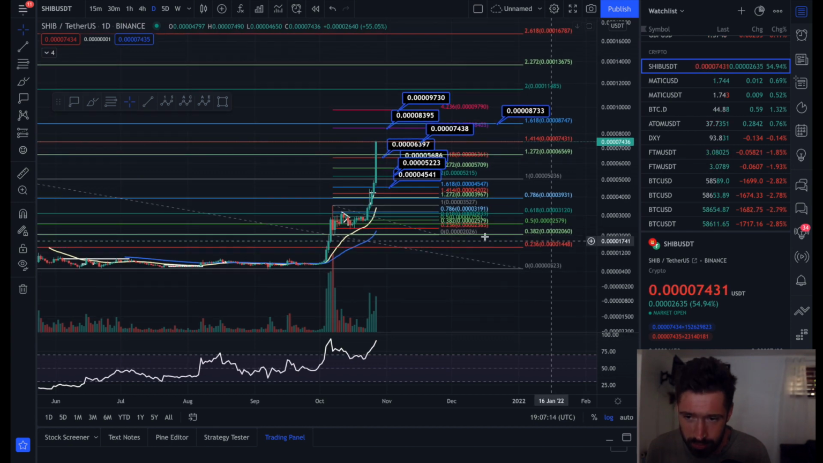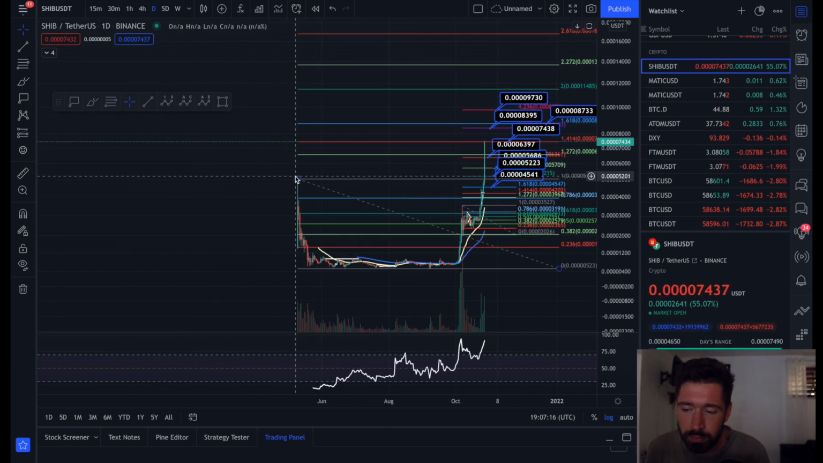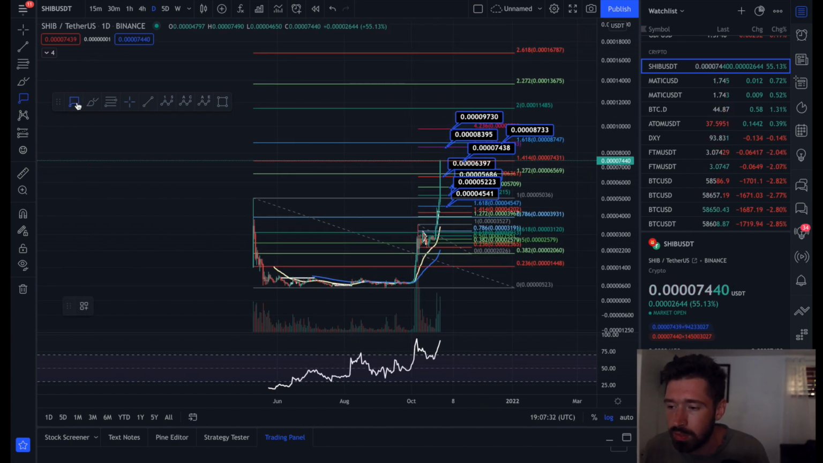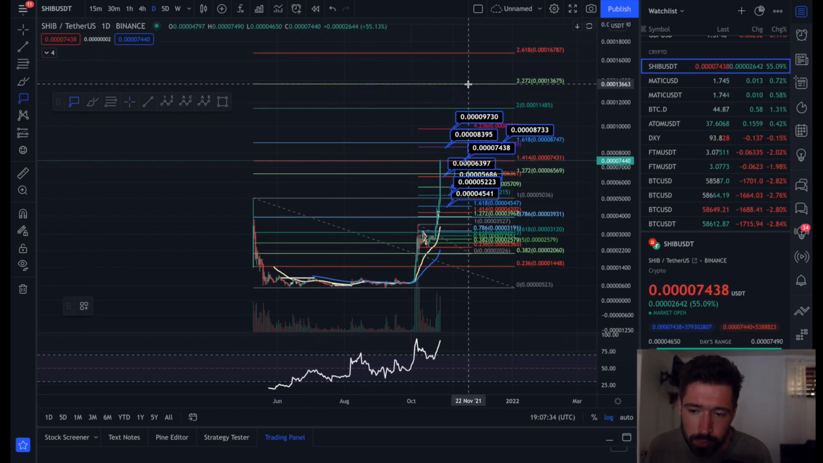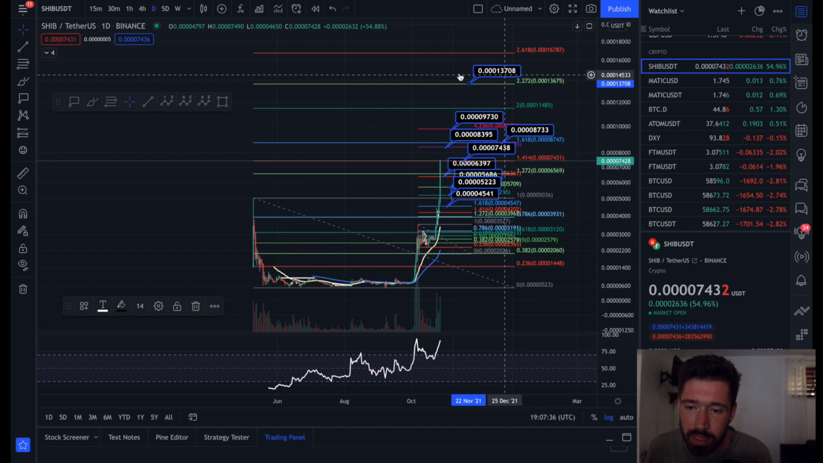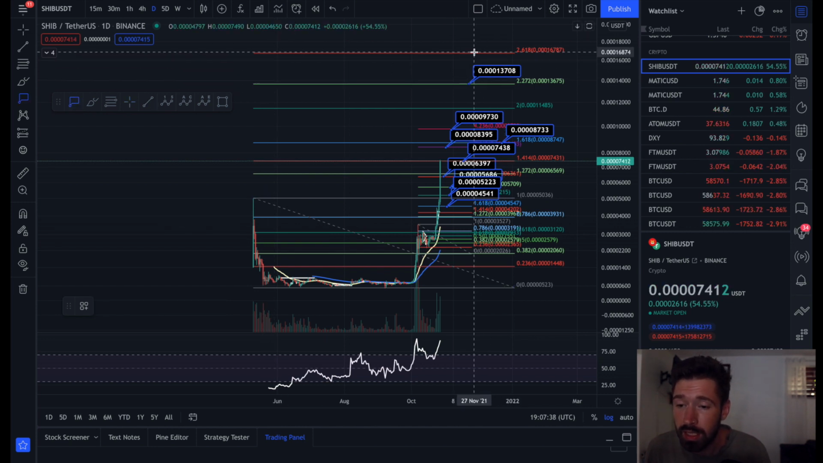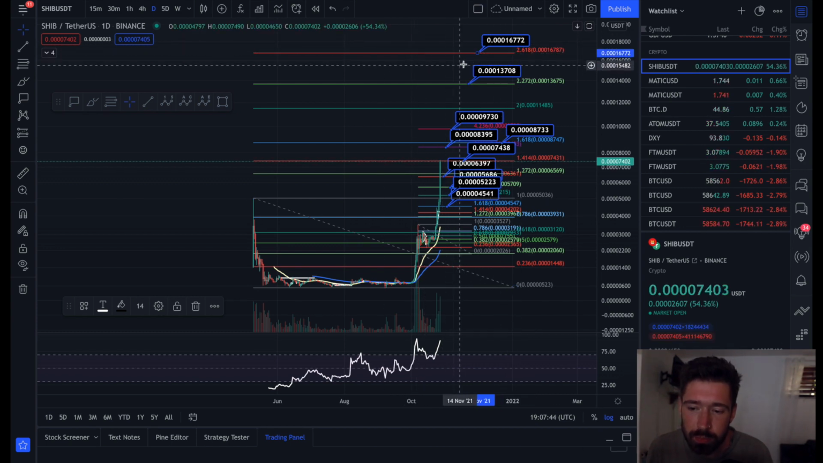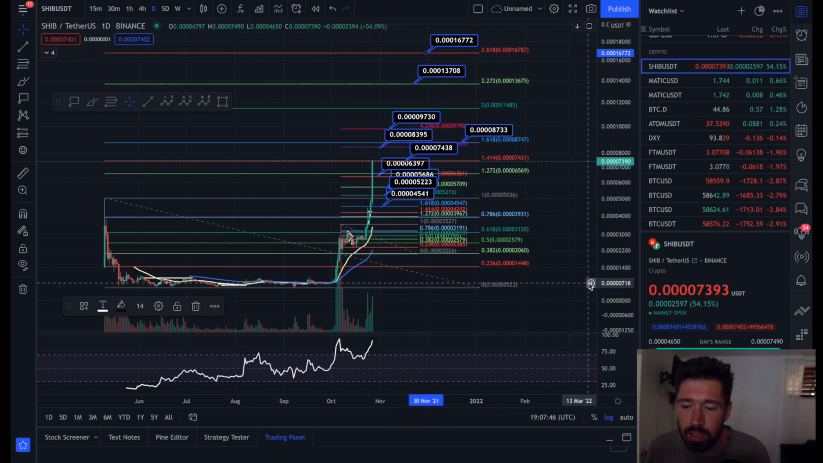All right, guys, let me give some future price targets based off our Fibonacci pull from this swing low to swing high. On this bull run, these are the price targets you could see Shiba reach. We have the 2.272 coming in at 0.0013, and the 2.618 coming in at about 0.0016. I would be very surprised for Shiba to get any higher than this level on this bull run.